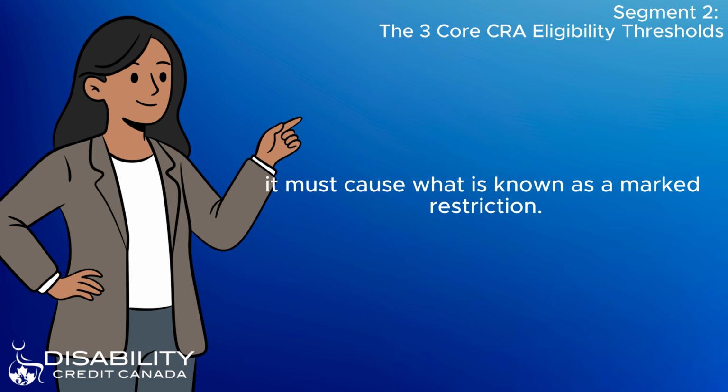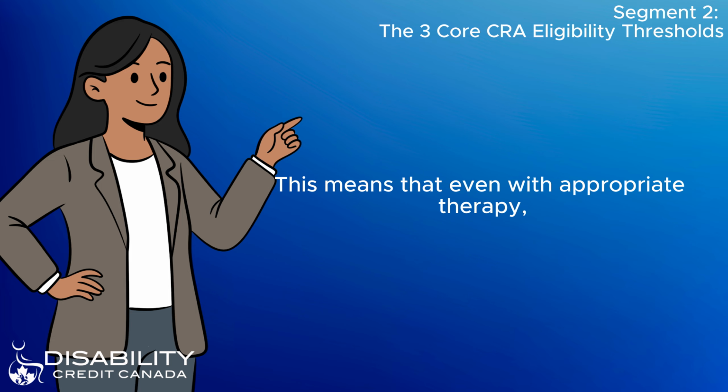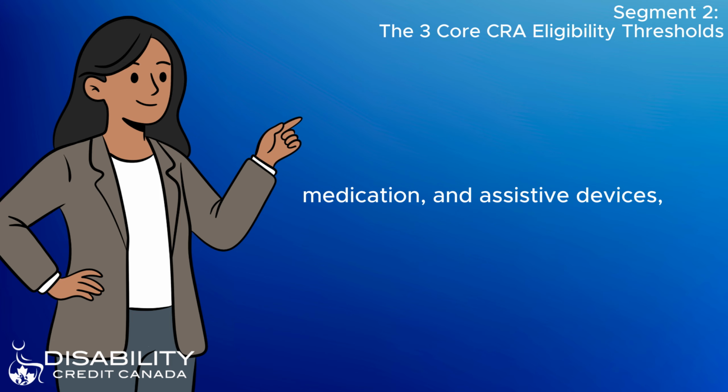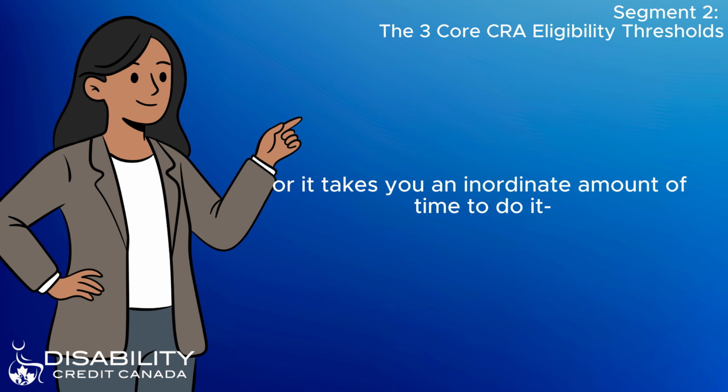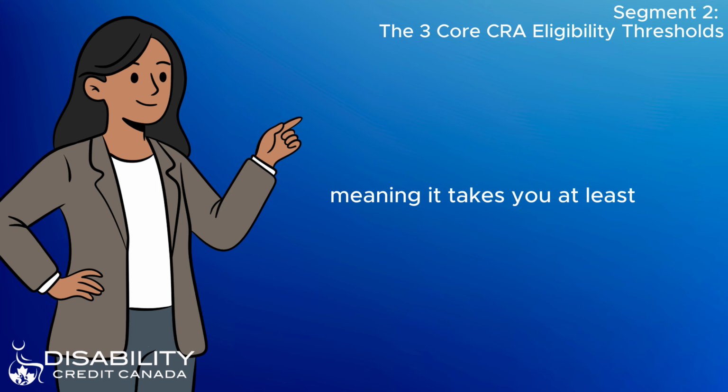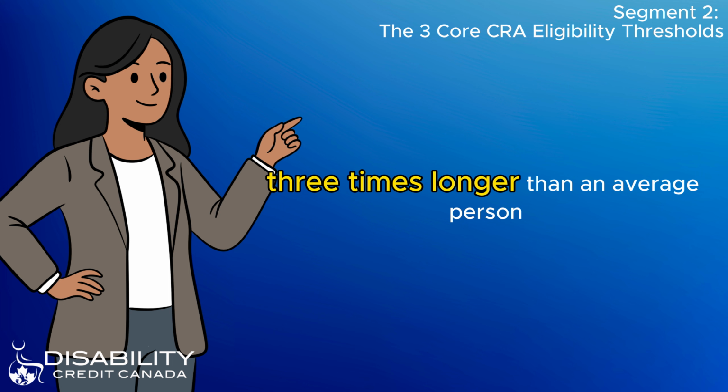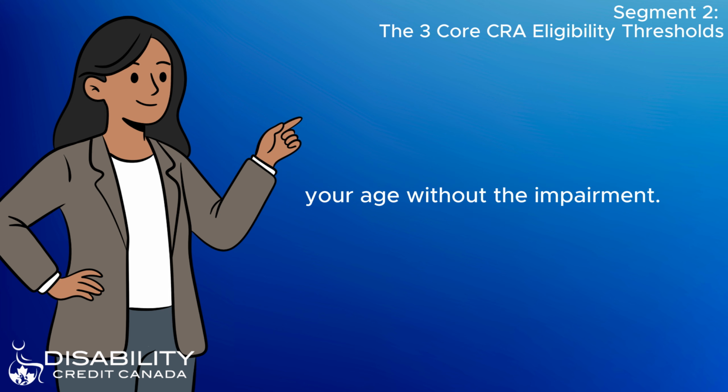And third, it must cause what is known as a marked restriction. This means that even with appropriate therapy, medication, and assistive devices, you are either completely unable to perform a basic activity of daily living, or it takes you an inordinate amount of time to do it, meaning it takes you at least 3 times longer than an average person your age without the impairment.